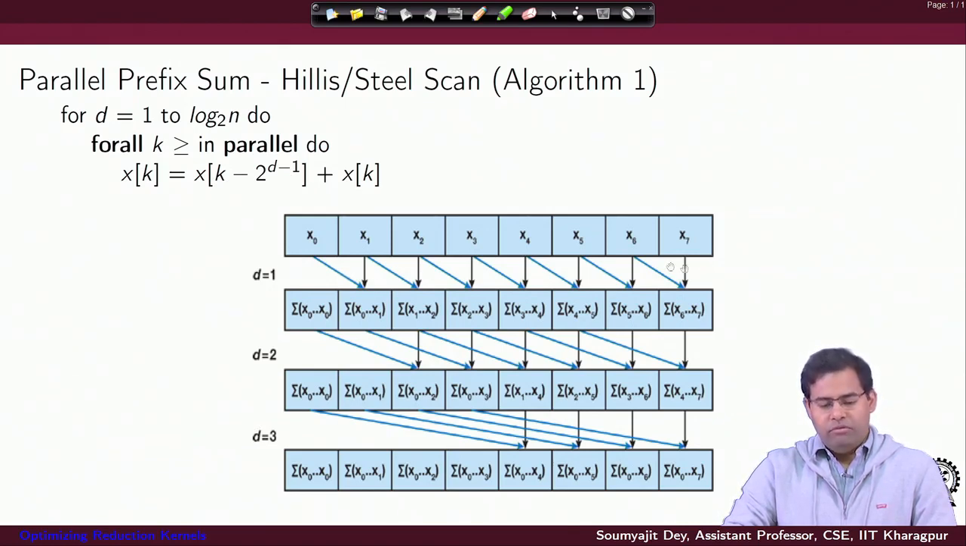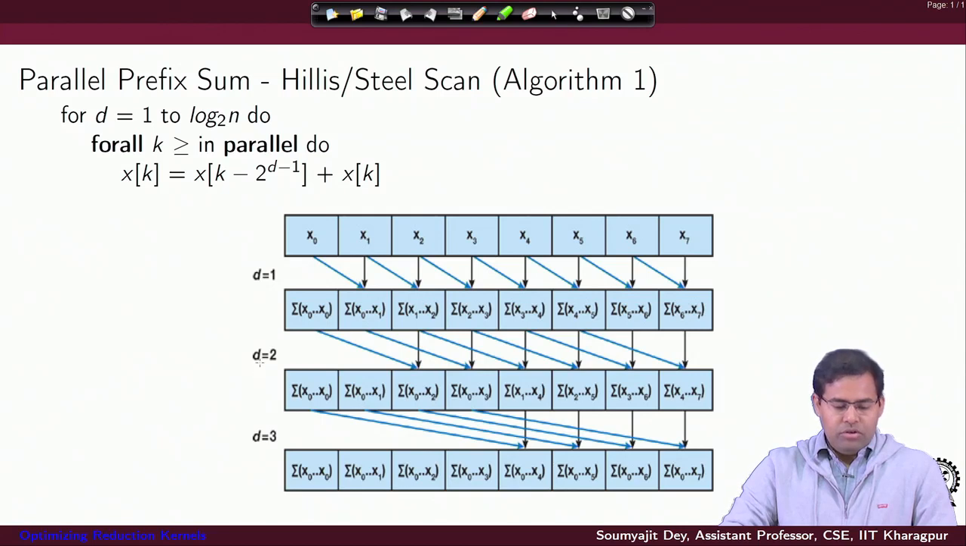If we just look at the data flow here, this is the initial array. For d equal to 1, for every thread I am just summing up its value with the previous location's value. Of course, I would need half the number of threads as the number of locations. So, this gives me the sums. These are partial sums that I am computing. For the x1 location I have the summation x0 plus x1. For the x2 location I have the sum x1 plus x2, like that. I hope this is clear. For, let us say, x6 I have the sum x5 plus x6 and so on and so forth.